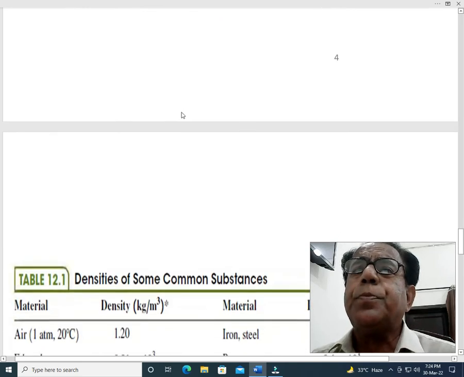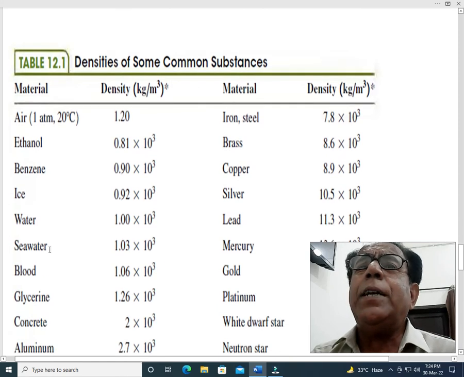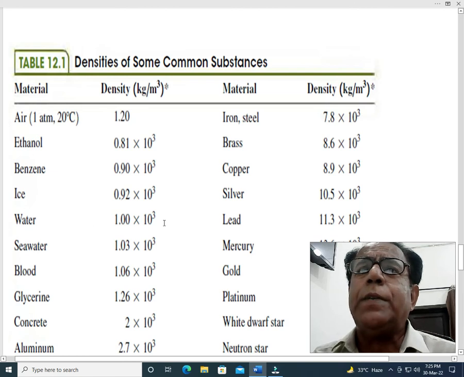Okay, here this is the table of densities, where the density of water is given in the left column at serial number 5: water 1.00 into 10 raised to the power 3 kilogram per meter cube. It can be written as 1000 kilogram per meter cube.